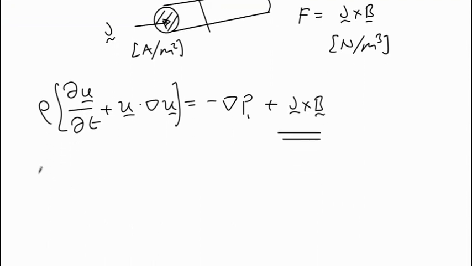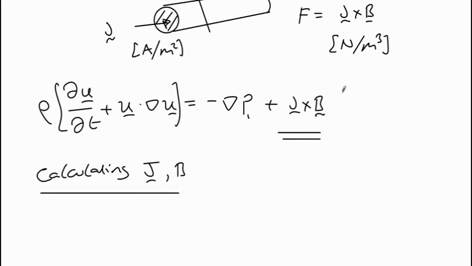So calculating J and B. So we have some unknowns in the equations, and now we need to close the set of equations again. So we need to come up with some equations.